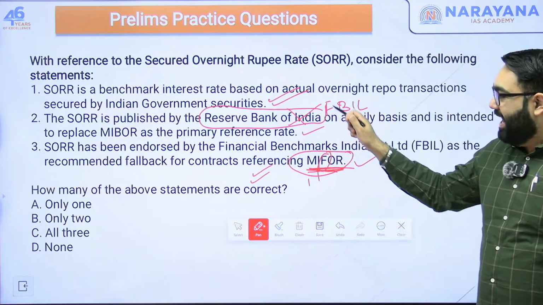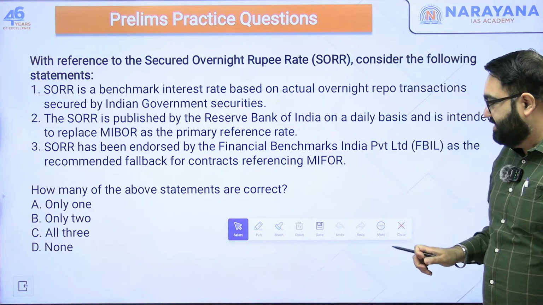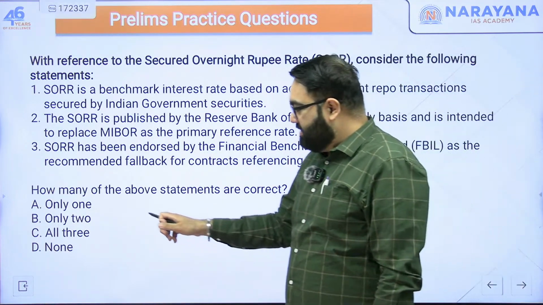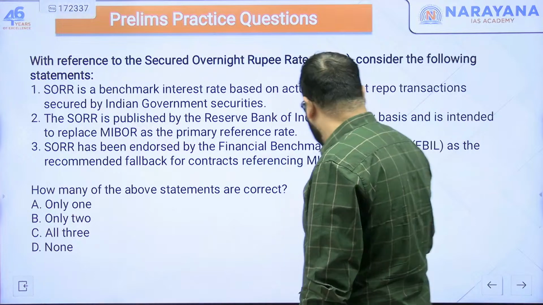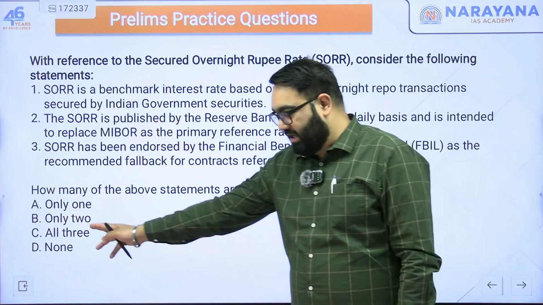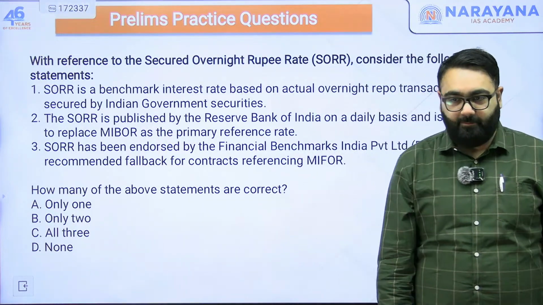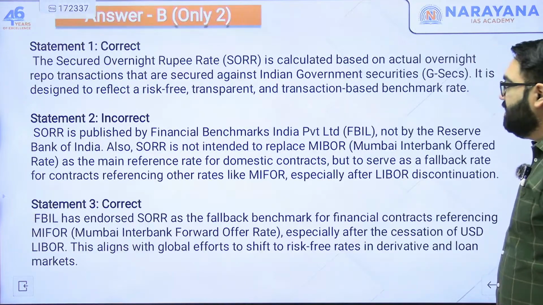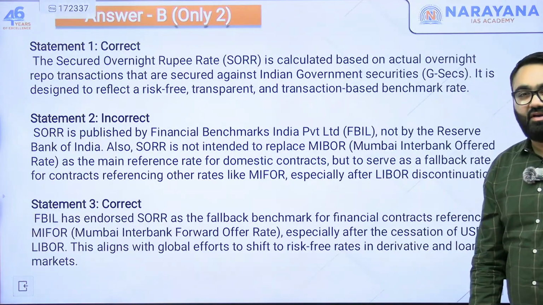So 1 and 3 here are correct. 2 of these given statements are correct. The answer thus is B. Because you have to tell how many of these are correct. B is the answer. I hope you got this one right. Okay. If you want the screenshot of this, feel free to do that.